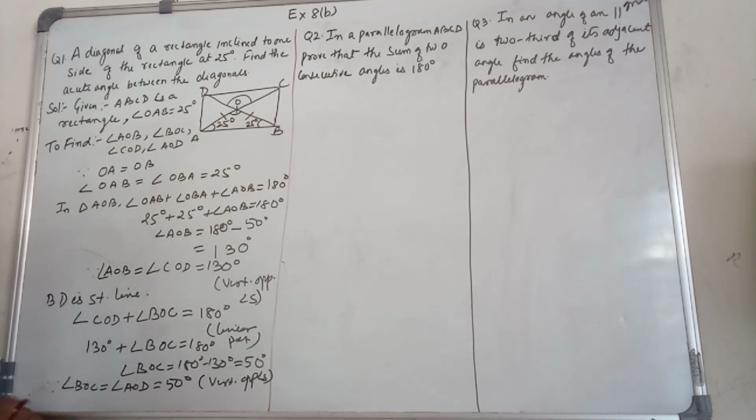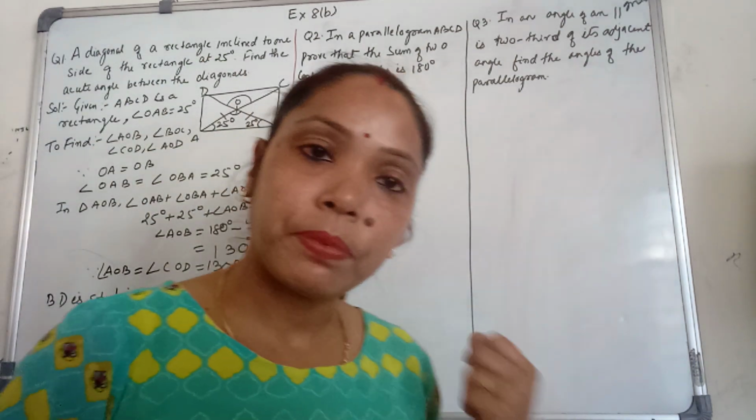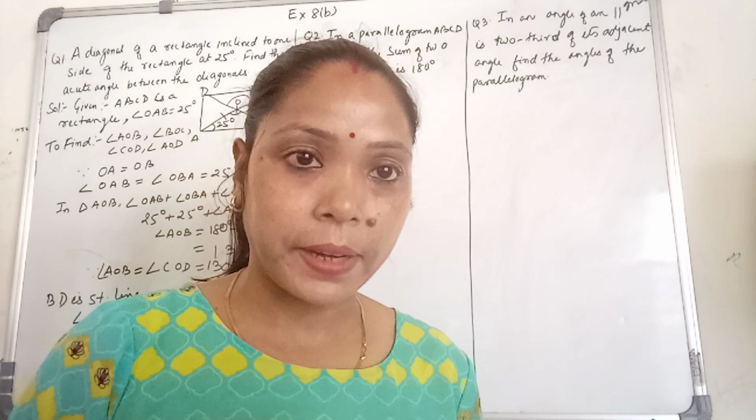So therefore, what is our answer? Angle AOB is equal to 130 degree. Angle BOC is equal to 50 degree. Angle COD is equal to 130 degree. And angle AOD is equal to 50 degree. So in this way we have to solve question number 1.